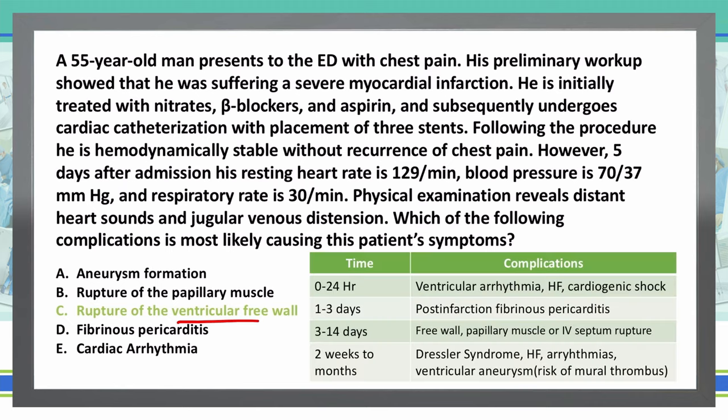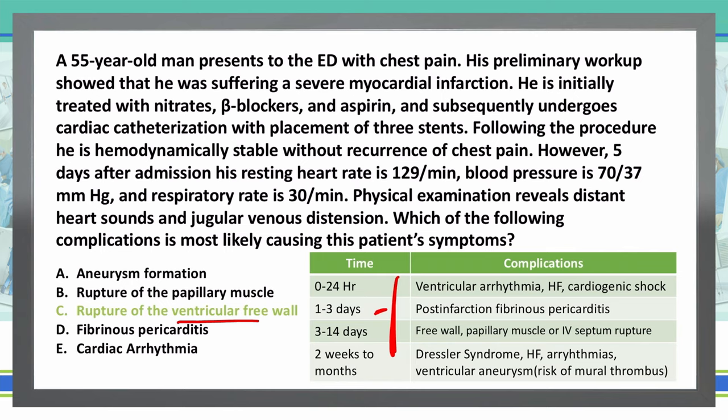This chart right here is a great chart to know and understand, as I mentioned a few minutes ago. What you're seeing here is the different complications associated with myocardial infarctions and their time frames. So within 24 hours, the most common complications that we see are ventricular arrhythmias, heart failure, and cardiogenic shock. Within 1 to 3 days, we're talking about post-infarction fibrinous pericarditis, which would be D answer choice, but that's only within that 1 to 3 day range.